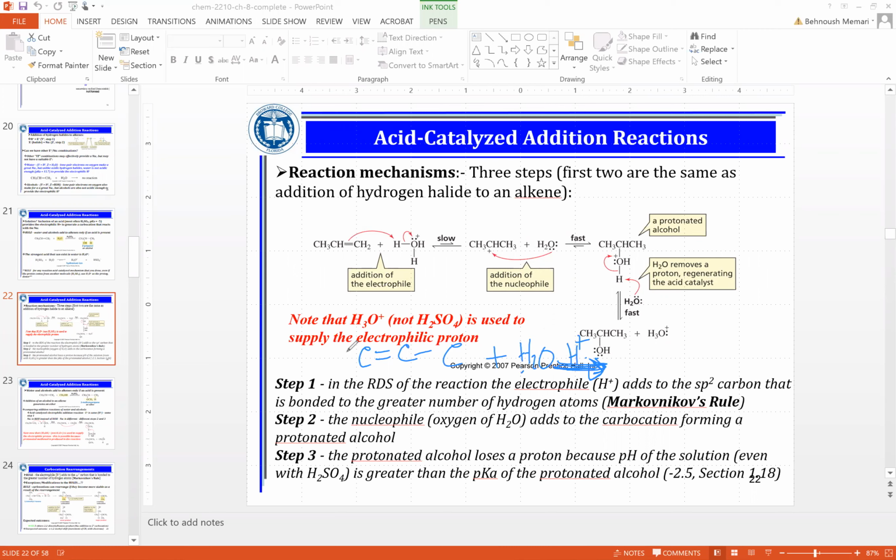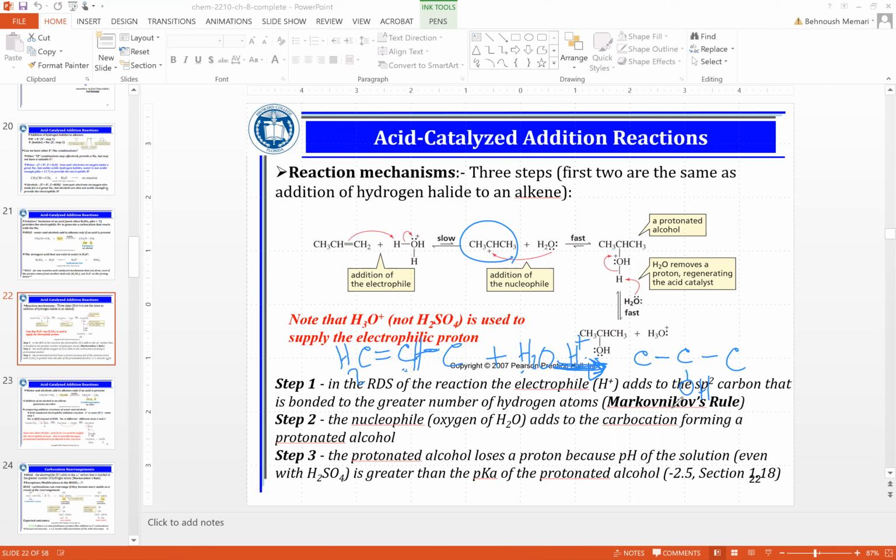H is going to add to the carbon that has more hydrogen, and OH will add to the carbon that has less hydrogen. So basically, you would get the OH on the second carbon. This addition is Markovnikov addition. How do we know it's a Markovnikov addition? Because you have a carbocation intermediate. So you could also remember that acid-catalyzed addition of water is going to be Markovnikov addition. The net result is formation of alcohol.